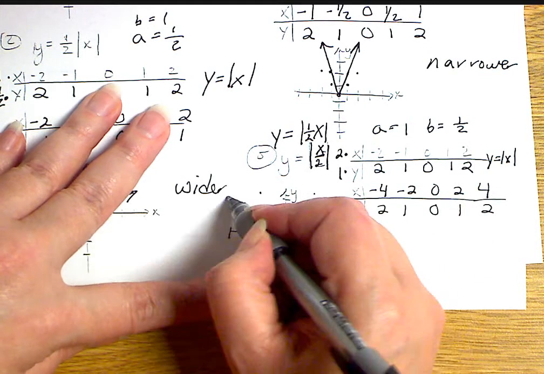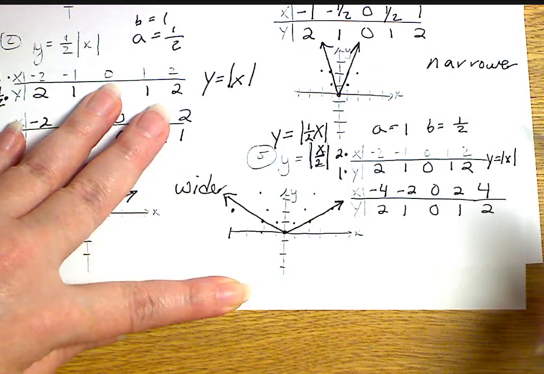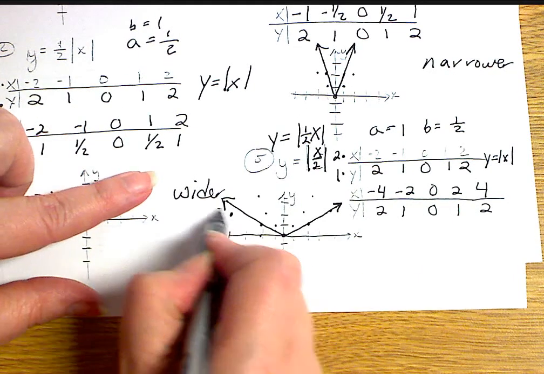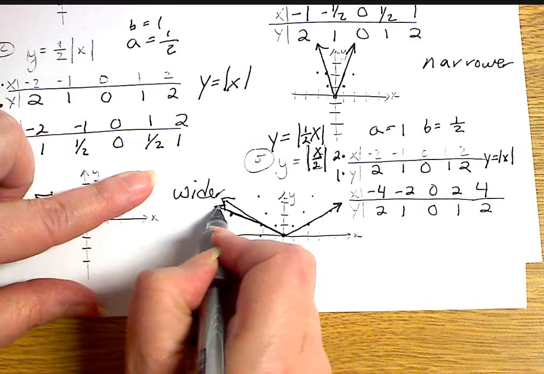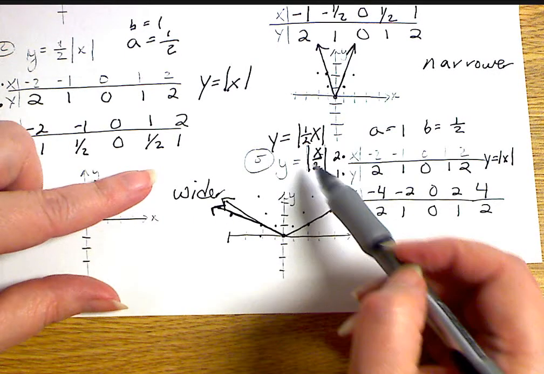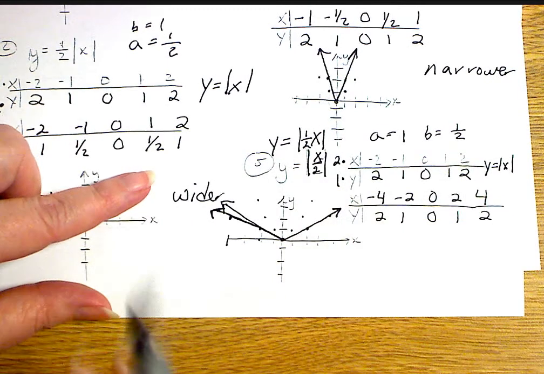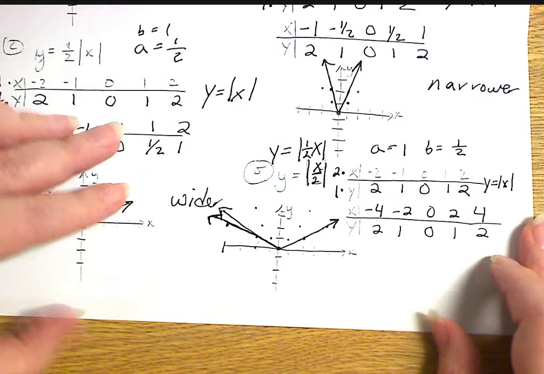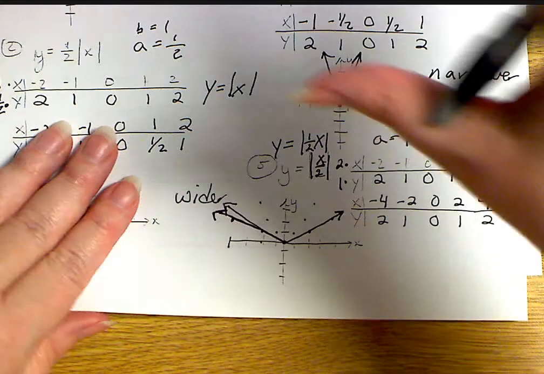Oops, I missed my point completely. Now, we knew that because it's a fraction, it was going to be wider. If it's a whole number, it's going to be narrower. Now, you can continue doing it this way. This is how you can do it.